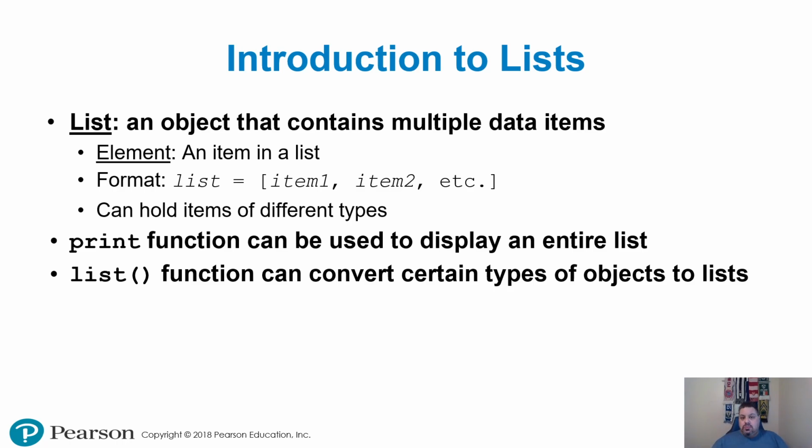A list can hold integers, floats, strings, or some combination of all of them. It can actually hold different types of variables. You can use the print function and pass it the list variable name to print out the entire list. And there's also a function that you can use to convert certain objects to lists.